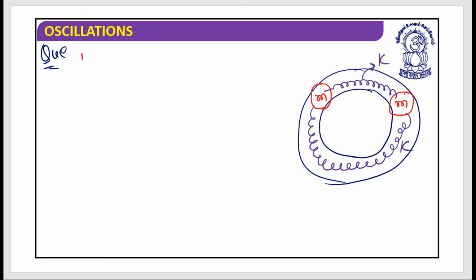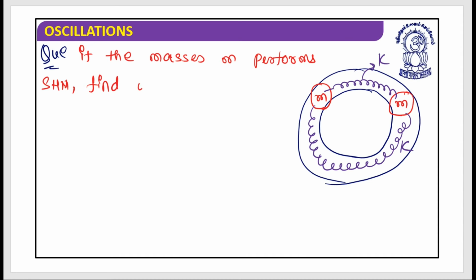The data given is: if the masses m perform SHM, find out its time period. This is the requirement. How will you do this?